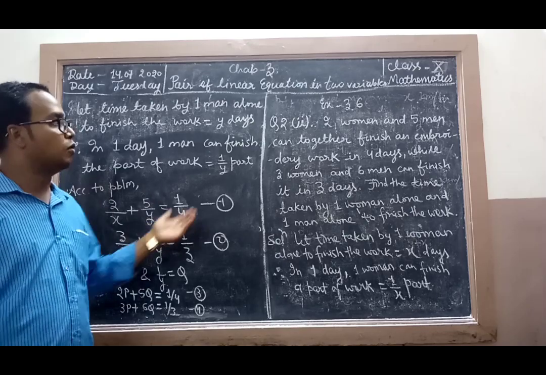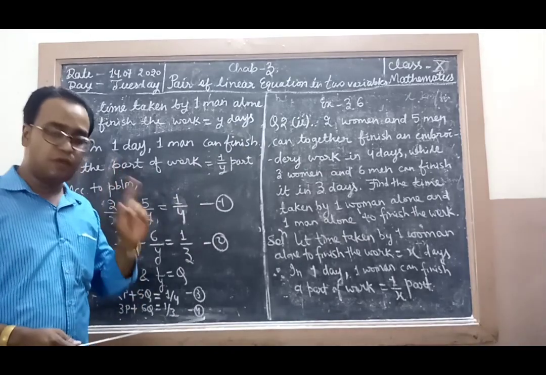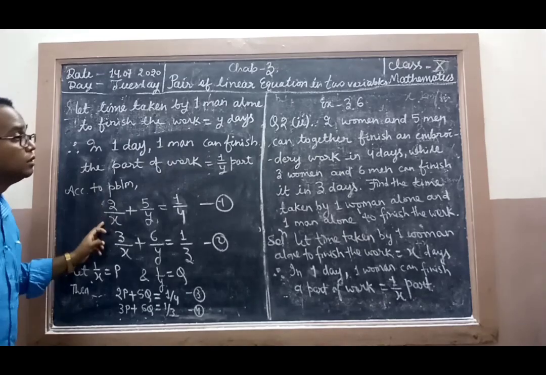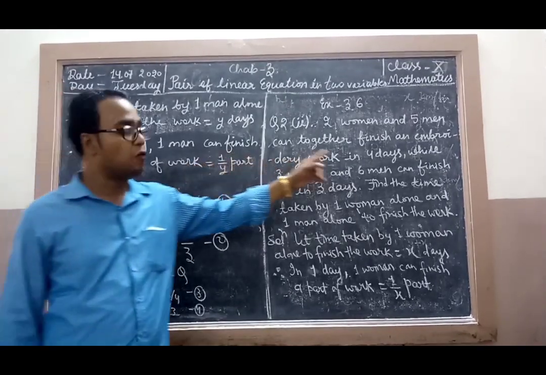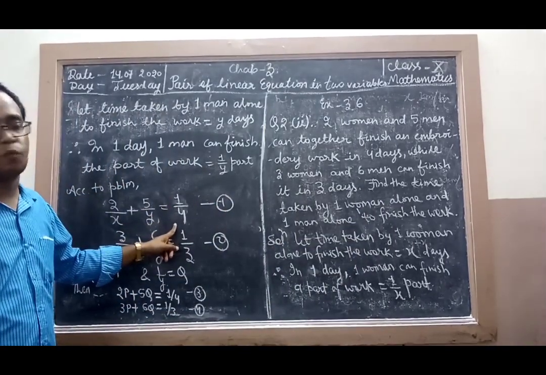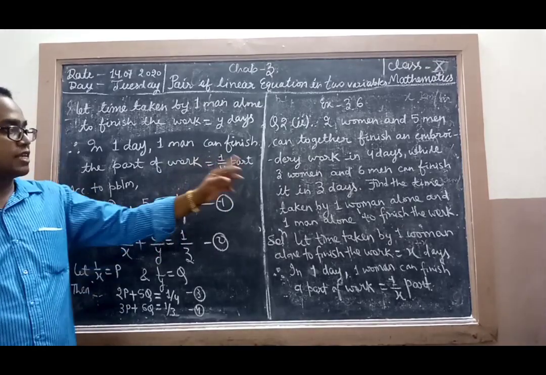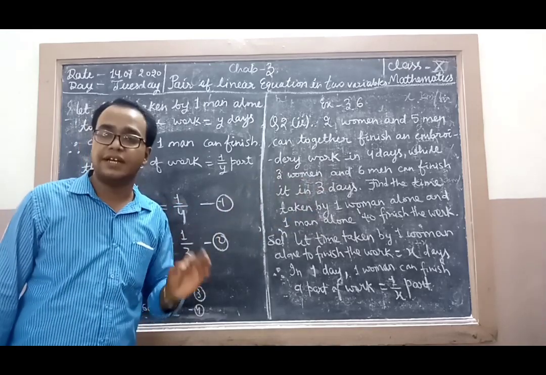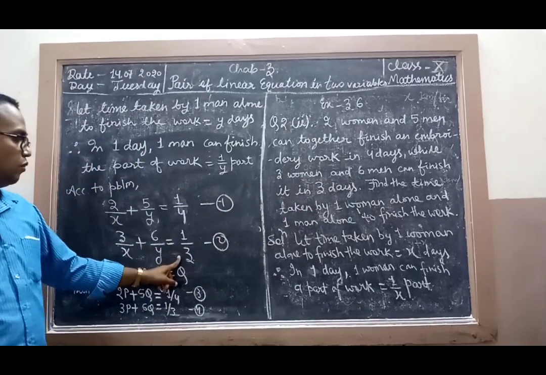Now according to the problem, 2 women and 5 men can together finish the work. For 1 woman, 1 upon x part. So for 2 women, 2 upon x. 2 upon x plus 5 upon y. They complete it in 4 days. So in 1 day, they complete 1 by 4 part. Similarly, 3 women, it means 3 upon x, 6 men, 6 upon y, can finish it in 3 days. In 3 days the whole work is complete, so in 1 day, 1 upon 3.